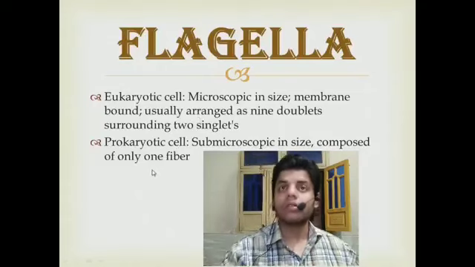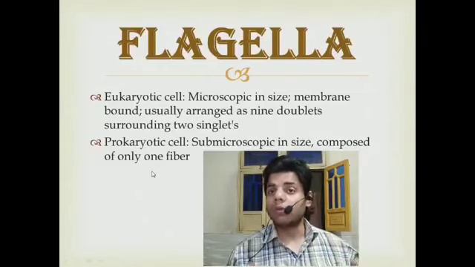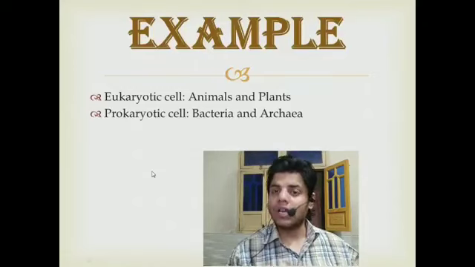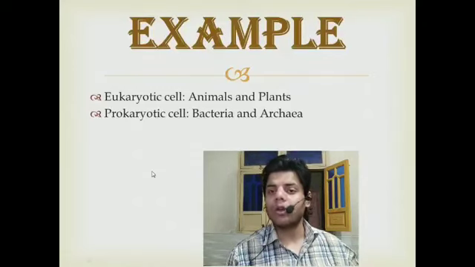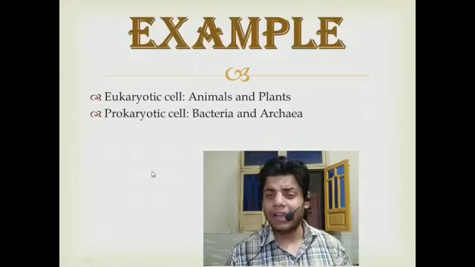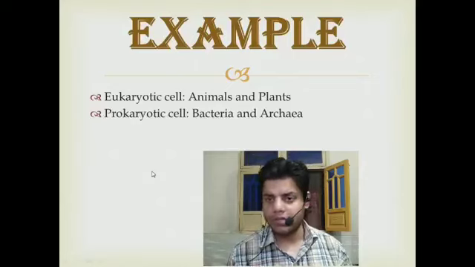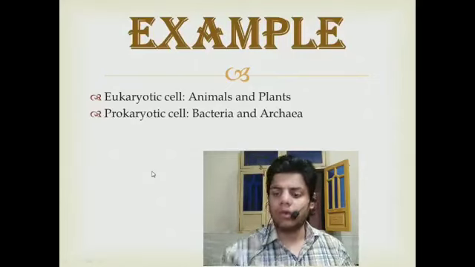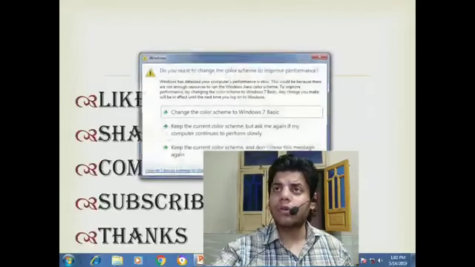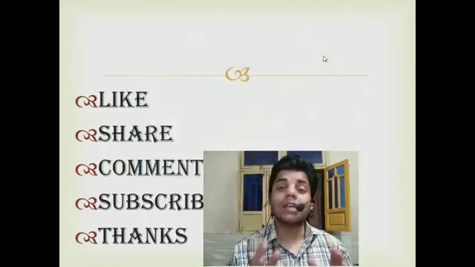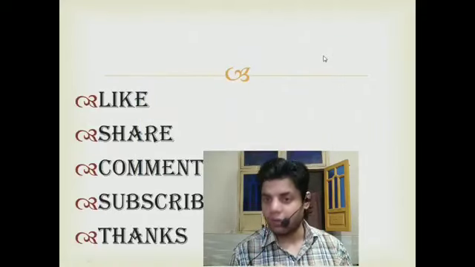Now if we talk about examples, animals and plants are mentioned in the eukaryotic cells, and then we have prokaryotic cells. Bacteria and archaea are usually mentioned in the prokaryotic cells. So these are the examples of prokaryotic and eukaryotic cells. So that's all about the difference between prokaryotic cells and eukaryotic cells. There is a lot of differentiation, but these are the main differences.